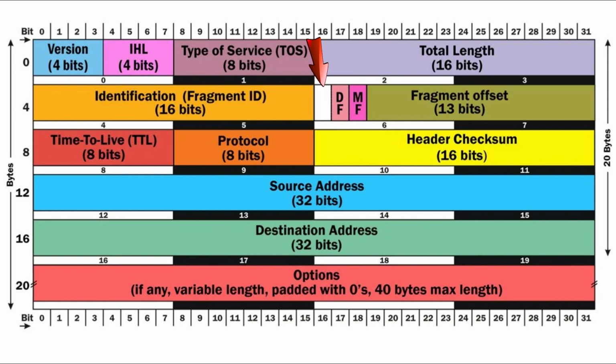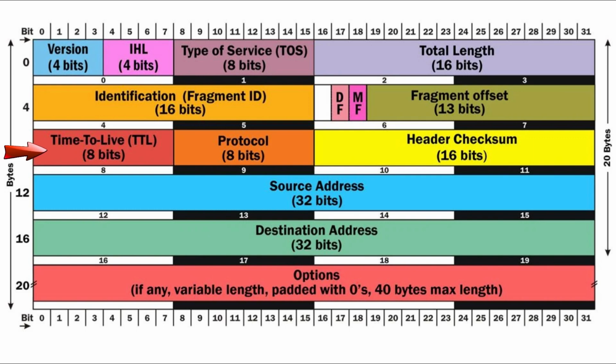IP flags. These 3 bits are used for fragmentation. The first bit is always set to 0. The second bit is called the DF, meaning don't fragment bit, and indicates that this packet should not be fragmented. The third bit is called the MF, meaning more fragments bit, and is set on all fragmented packets, except the last one. Fragment offset: this 13-bit field specifies the position of the fragment in the original fragmented IP packet.